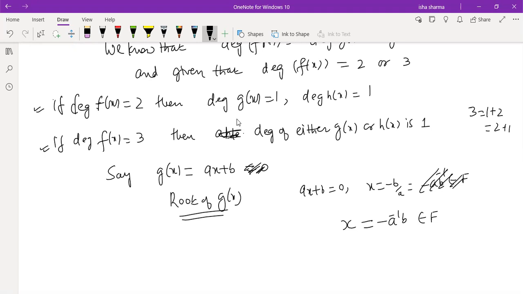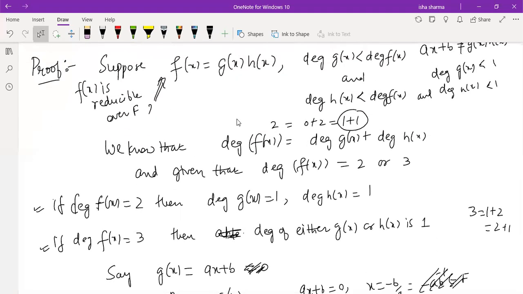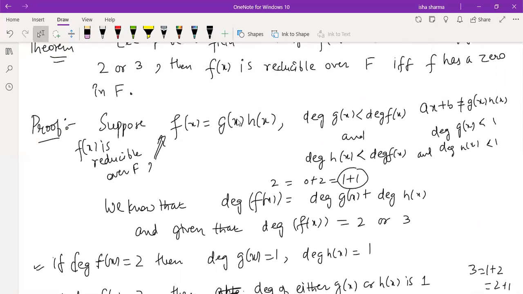So what did we have to prove? What you wanted to prove was, if you read the statement, that f(x) is reducible if and only if it has a 0 in F. We started with reducible and we proved that it is having a 0. But what we have proved is the 0 of g(x). But since this result is there, the root of g(x) is also a root of f(x), right?